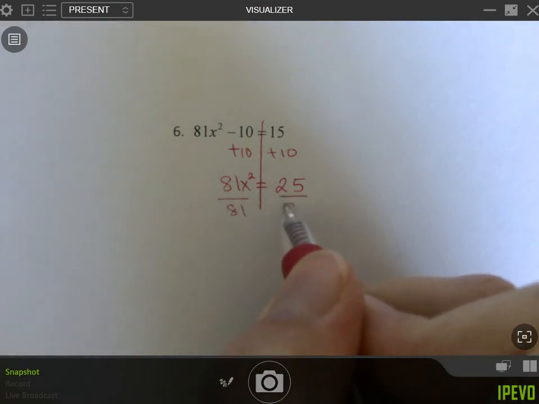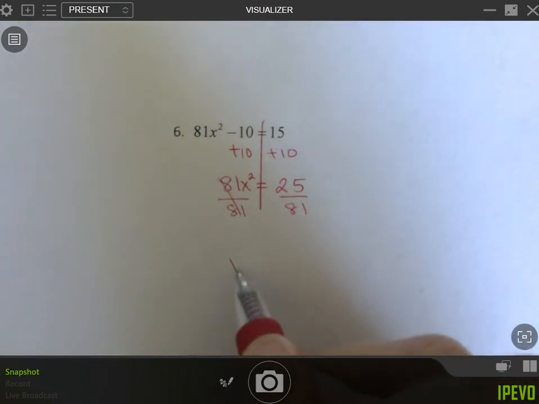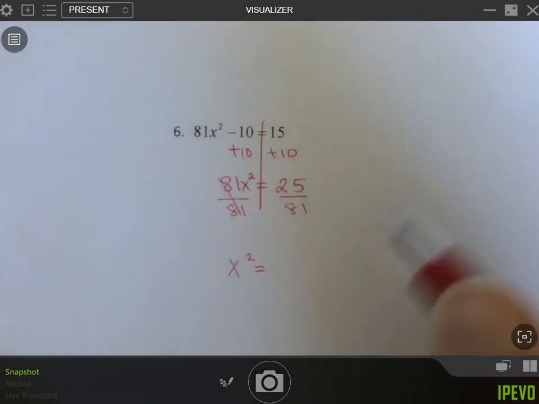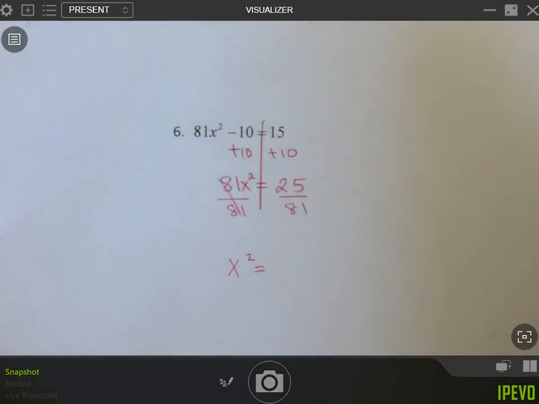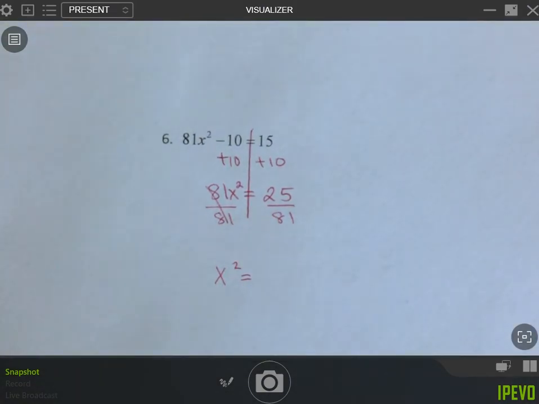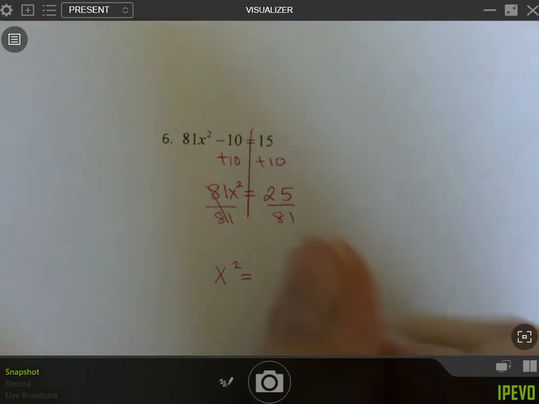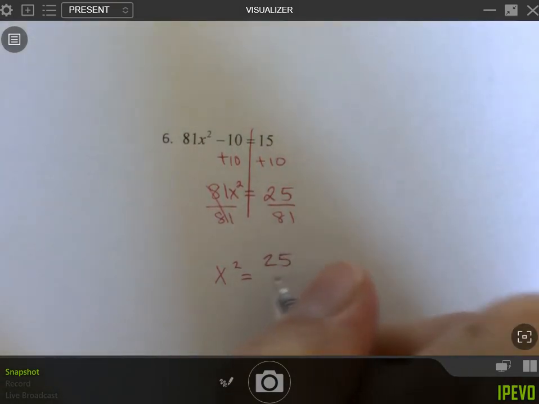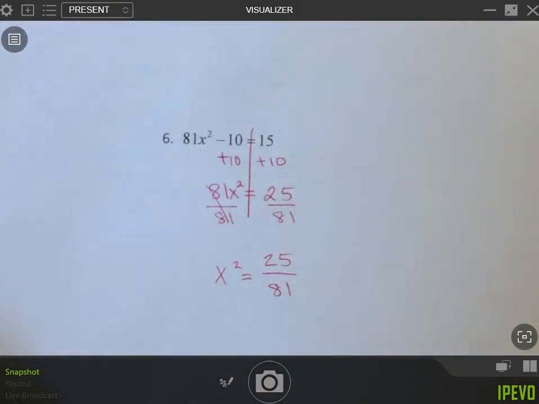Okay, well, that's not pretty. I get x squared equals 25 over 81. Does 25 divide into 81 nicely? No. Okay, we don't want any decimals, folks. We want to keep fractions. Improper, proper, reduced fractions, we want to keep it. What's nice about this fraction, even though you don't think it's nice?